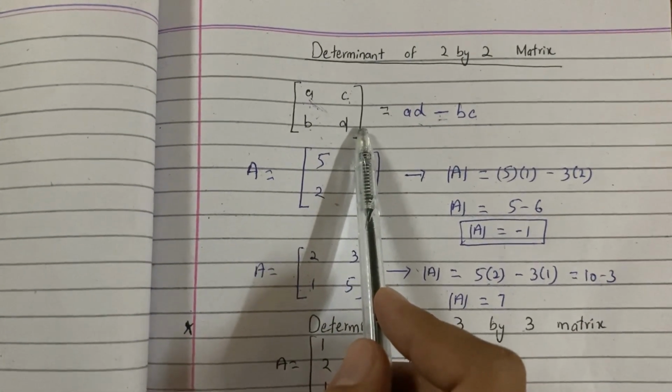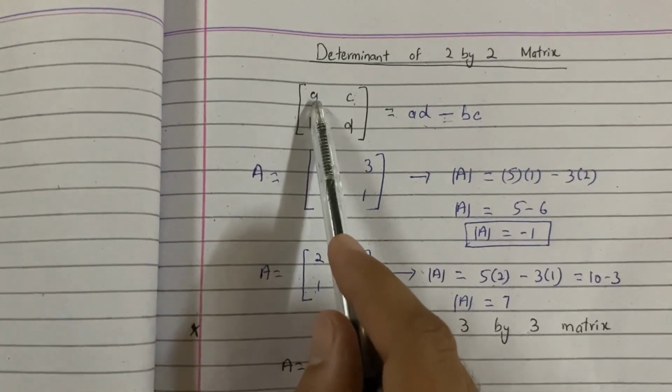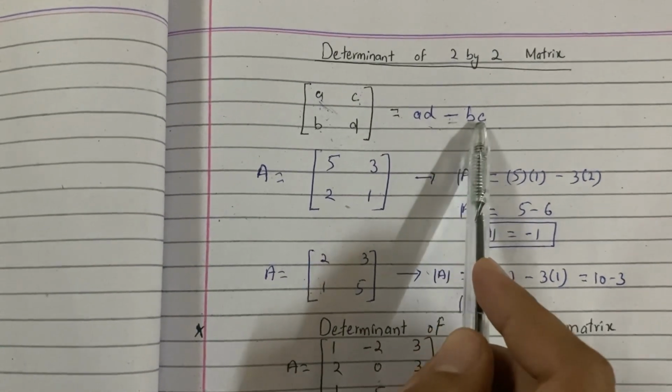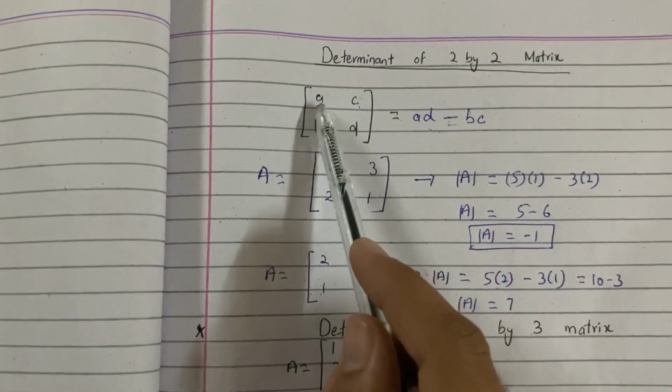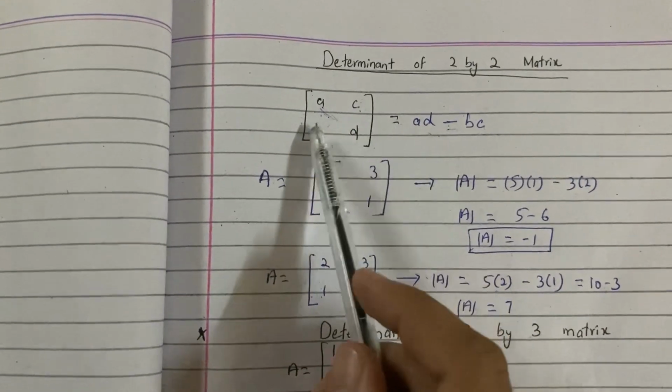So if we have to find the determinant of this matrix, we will simply multiply the diagonal terms, the AD, and we have to subtract it with the BC. BC is basically the product of this and this. So you have to take the product of A and D, and then you have to subtract it by taking the product of B and C.